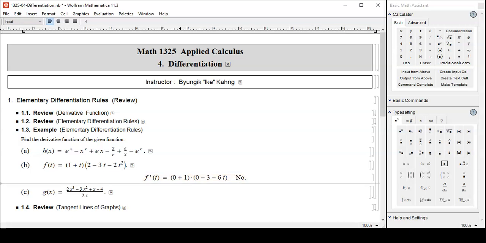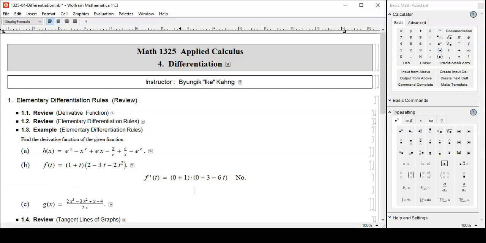Why not? Because if you have product of two functions, that's not the product of two derivatives. So the derivative of sum is sum of the derivatives, yes, but derivative of product is not the product of the derivatives. So this is wrong.